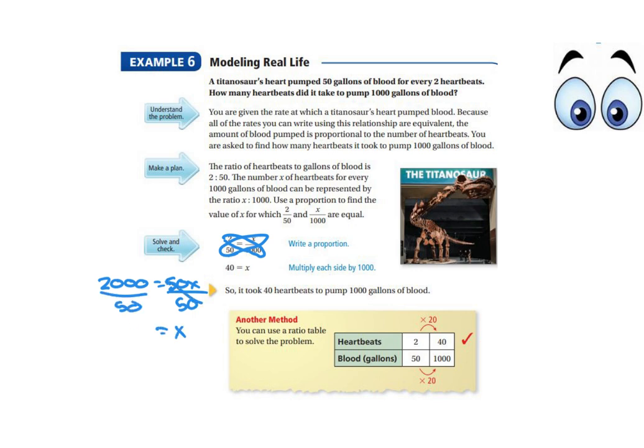And you end up with x equals 40. And then the last method you could use is similar to what I showed you originally, but you're just putting it in a table. And then you're identifying that 50 times 20 is 1,000 and 2 times 20 is 40.